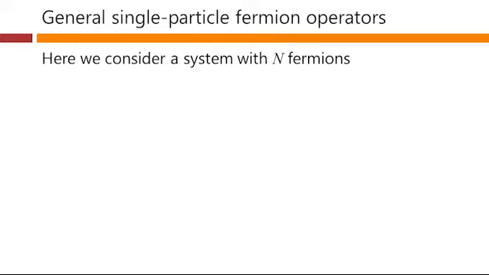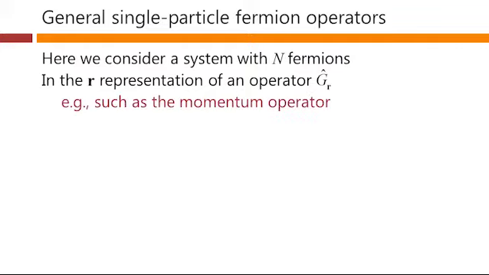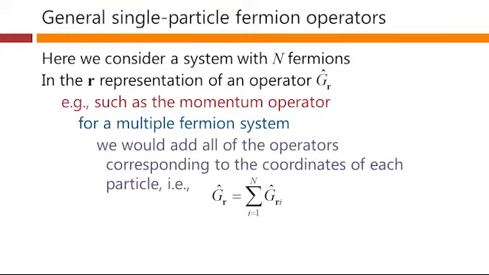So here we're going to consider a system with N fermions. In the r, or position, representation of an operator, some operator G, and we put an r subscript here to make the point that we're talking about this position representation, this could be, for example, the momentum operator. For a multiple fermion system, what we would do in our previous way of looking at things, which was perfectly correct, is add all of the operators corresponding to the coordinates of each particle.